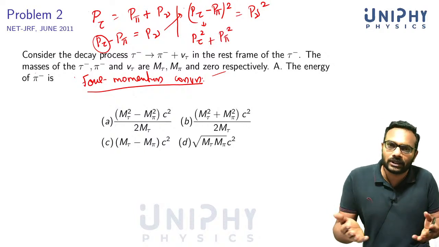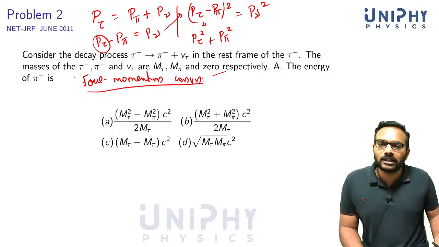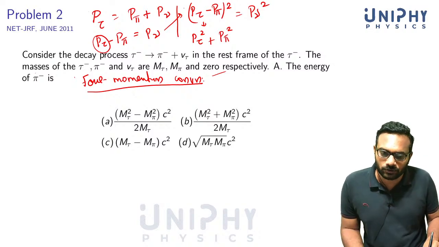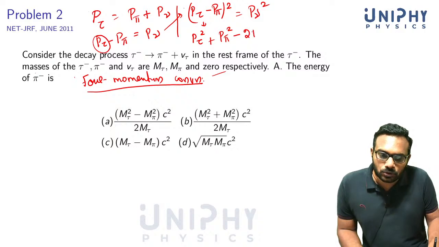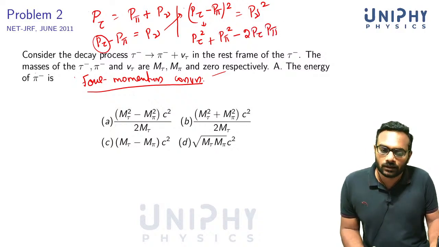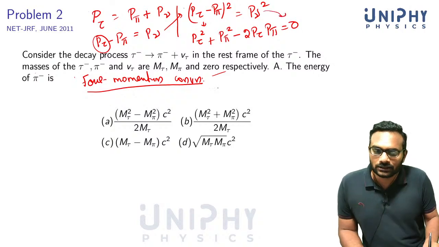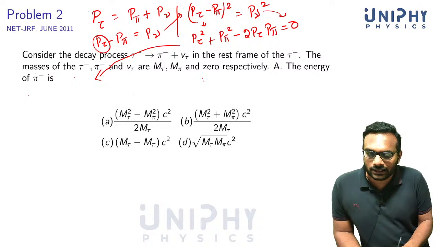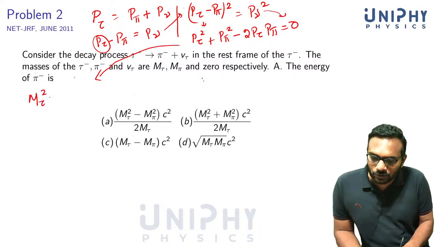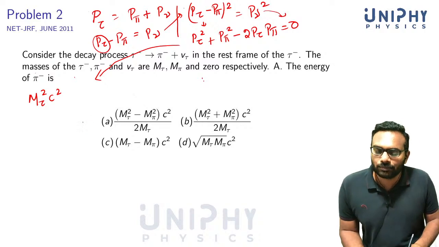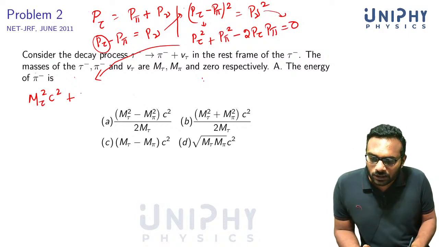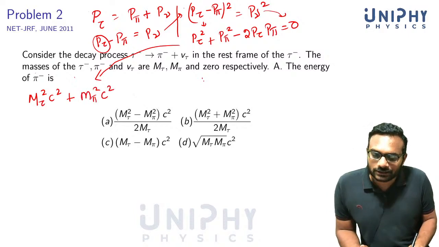Remember that these are scalar products of vectors. When you say p tau square, it means p tau vector dot p tau vector, and these vectors are 4 vectors, all right? And there is this minus 2 p tau p pi, that's equal to 0 because this term is 0. Now we can use the fact that p tau square is actually m tau square c square, as we just said. P square is m square c square, 4 momentum square. And p pi square, again, is equal to m pi square c square.